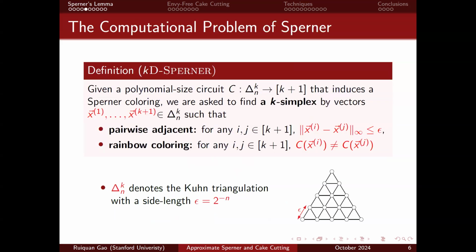So in the computational problem, for simplicity, we consider the Kuhn triangulation with a side length of epsilon equaling 2 to the minus n. The figure on the right presents a triangulation for the two-dimensional standard simplex, in which each small triangle is equilateral with a side length of epsilon.